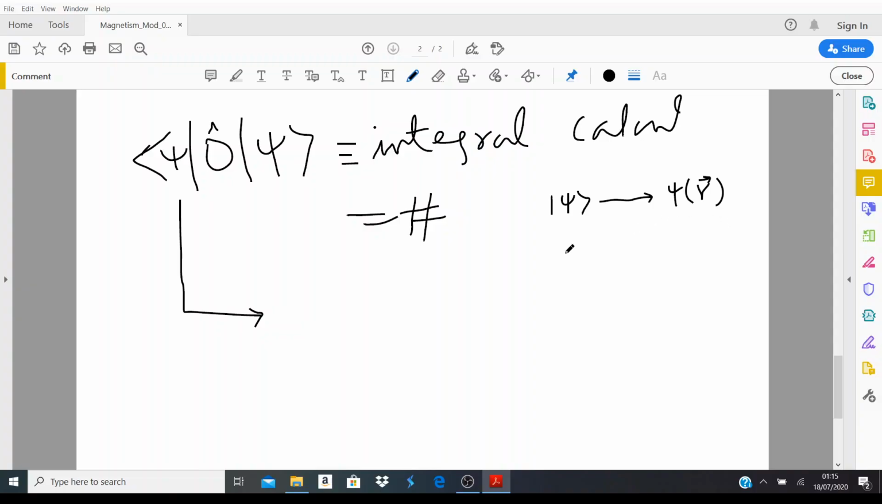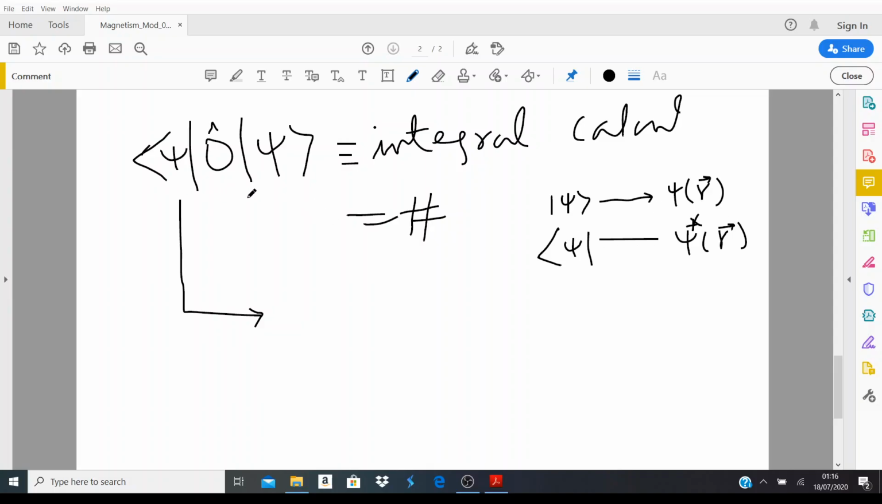Then I will ask, what is the bra vector? In this case, the bra vector is also psi, right? Then you have to ask, what is its corresponding wave function? Let me give you the rule. If the ket produces psi of r, then the bra will produce its complex conjugate. That's the rule you remember. There are reasons why this works, but let me give it to you this way. For the ket, the wave function is psi. For the bra, it's the complex conjugate, right?